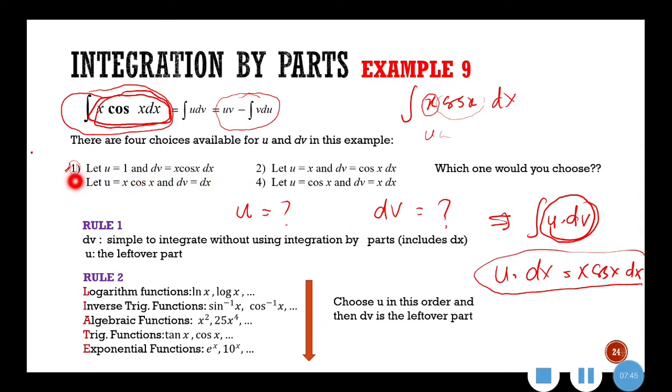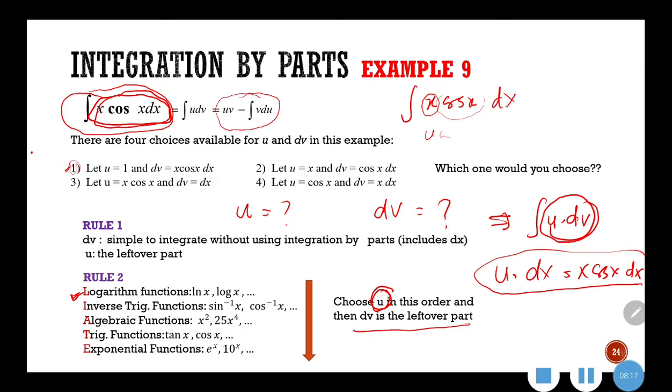Okay, so which one should we choose? Okay, which one that we should choose? Okay, so dia punya priority sebenarnya untuk you choose u. Okay, kita ada priority. Kalau lah dalam function tu ada logarithmic, okay, then you better choose logarithmic to become your u. Then the remaining will be your dv. Okay, dv is the leftover part.